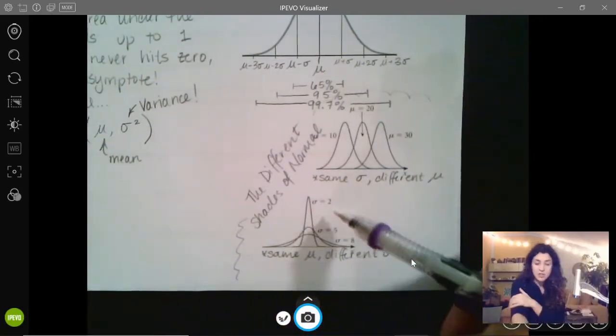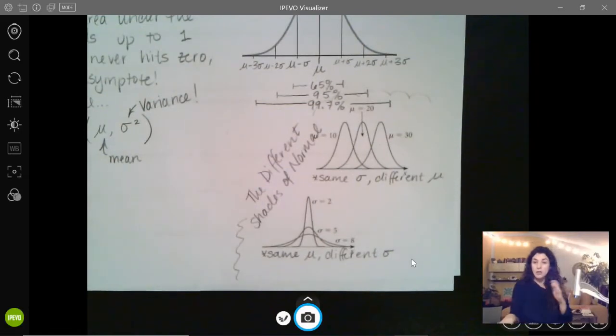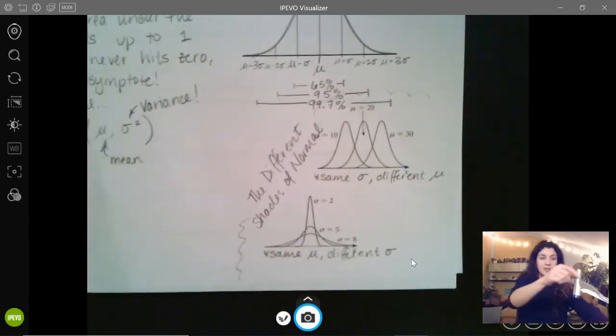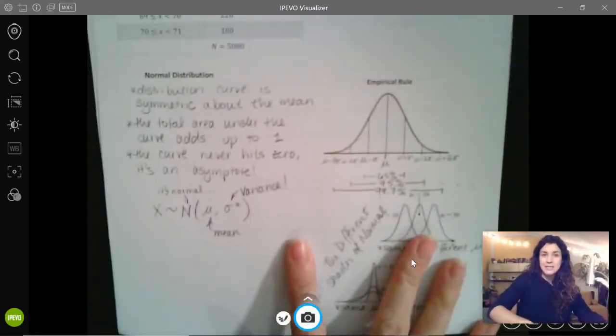So this was a standard deviation of 2, 5, and 8. The smaller your standard deviation is, the thinner and more clustered your bell curve is, versus the further it's spread out, the lower your bell curve gets, and that means that your standard deviation is larger. So yeah, congratulations, normally distributed.